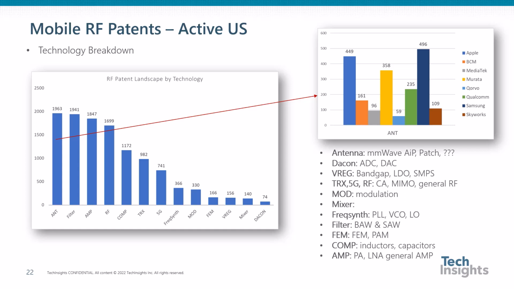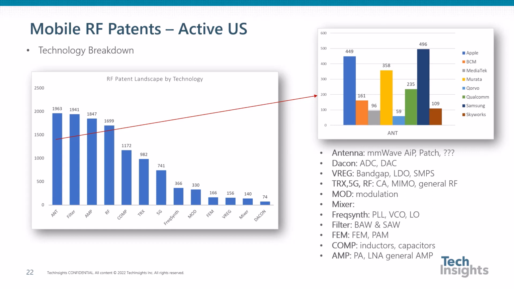The filter group is dominated by acoustic filter technologies. Our market analysis in the previous section indicated filters as a large growth area. The next candle is the amplifier sector. This sector includes power amplifiers, low noise amplifiers, as well as generic amplifier IP. The RF, TRX, and 5G and mod sections are really catch-alls for topics relating to carrier aggregation, MIMO, modulation, and the like, typically filled with system patents.